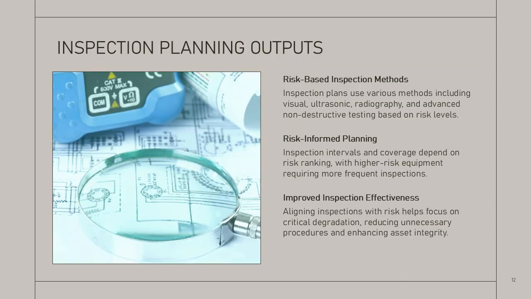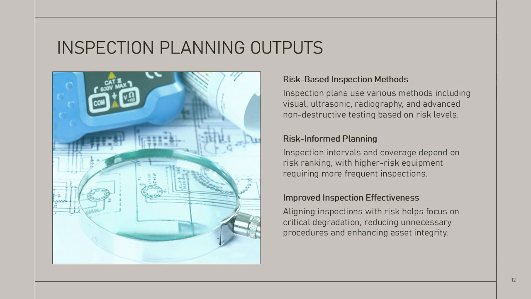Inspection planning is one of the most tangible outputs of an RBI assessment. Based on calculated or ranked risks, inspection plans define appropriate inspection methods, such as visual inspection, ultrasonic testing, radiography, or advanced non-destructive examination techniques. The plan also specifies inspection intervals, coverage extent, and inspection locations. API RP 580 emphasizes that inspection plans should be risk-informed and performance-based. Higher-risk equipment typically requires more frequent and more effective inspections, while lower-risk items may justify extended intervals.